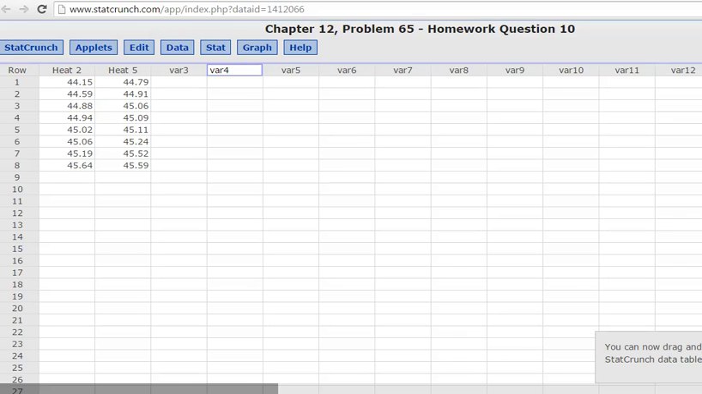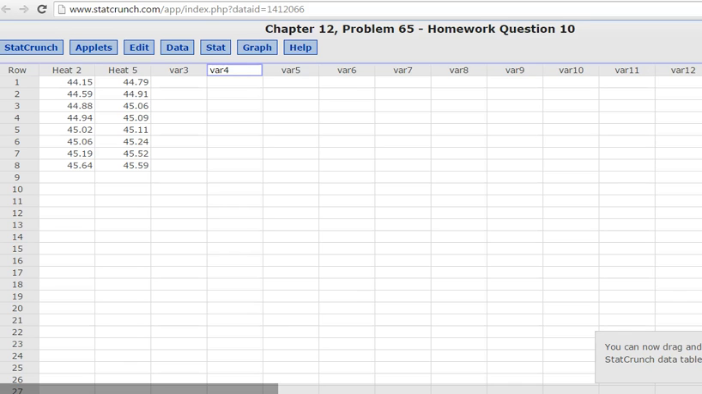This is Helen. I'm going to show you how to solve homework question 10. And this week we are in chapter 12. So in homework question 10, we're told that we have statistics for the preliminary heats of runners in the 2008 Beijing Olympics. We know that in Olympic running events, preliminary heats are determined by random draw.